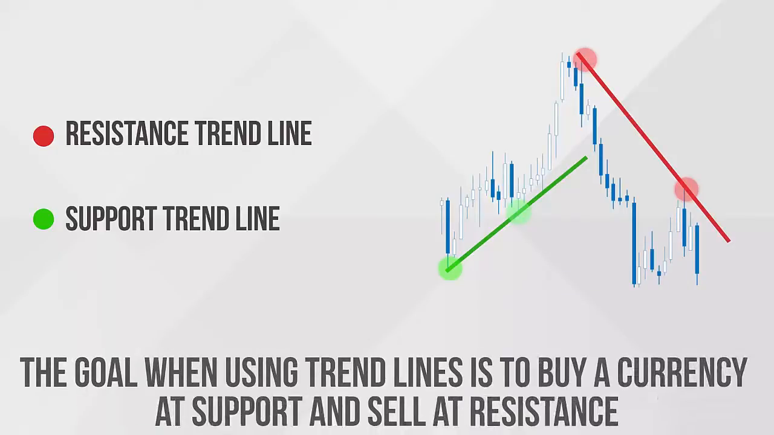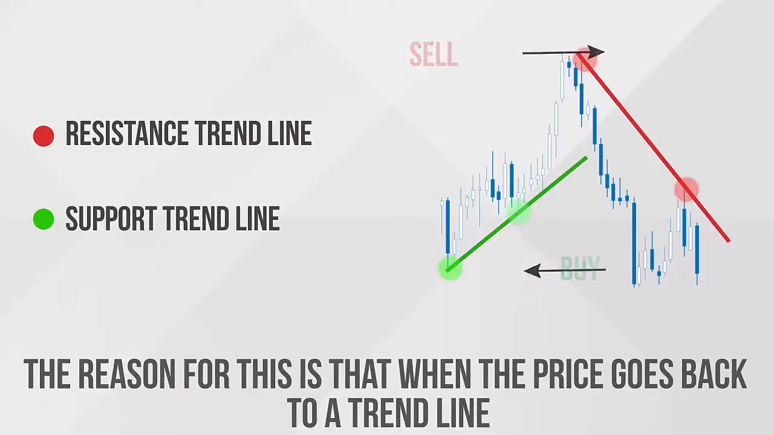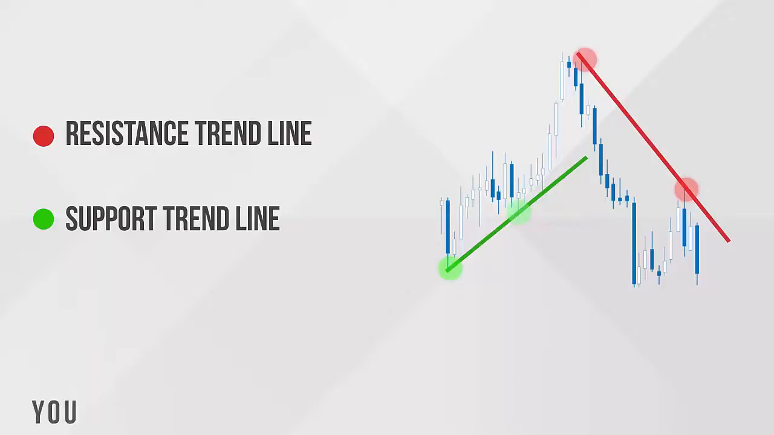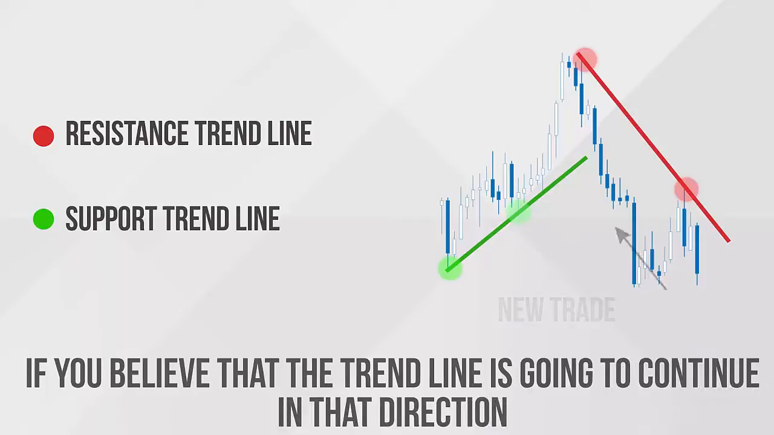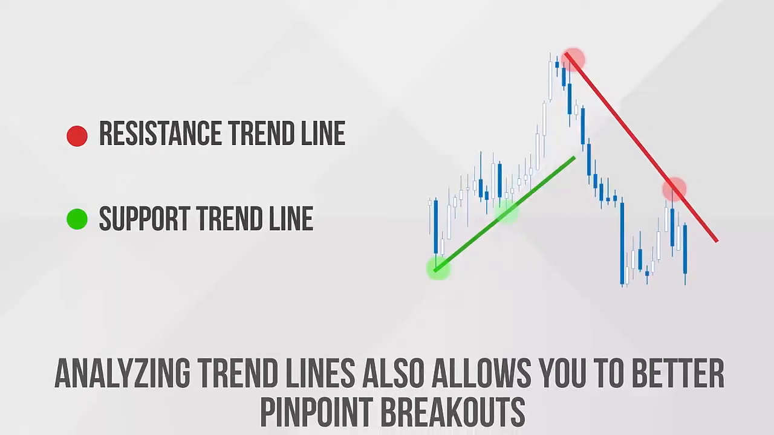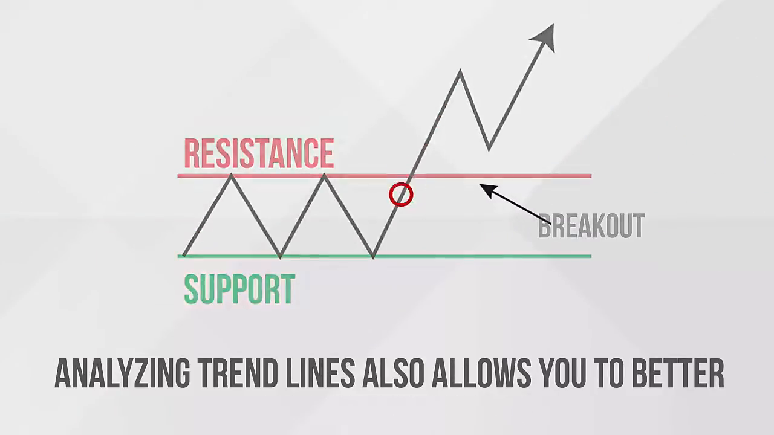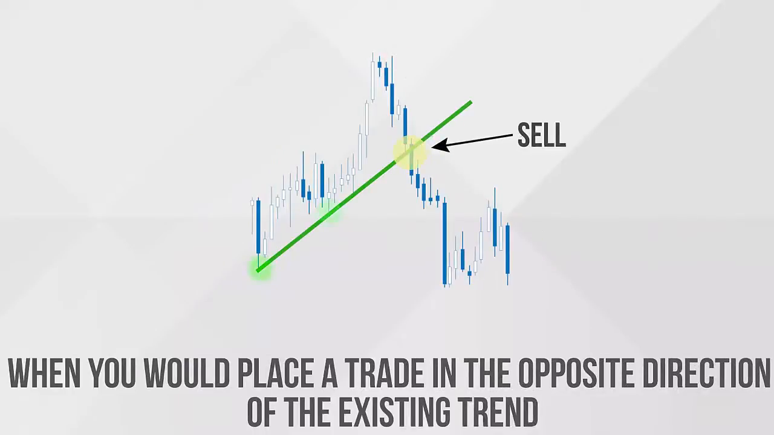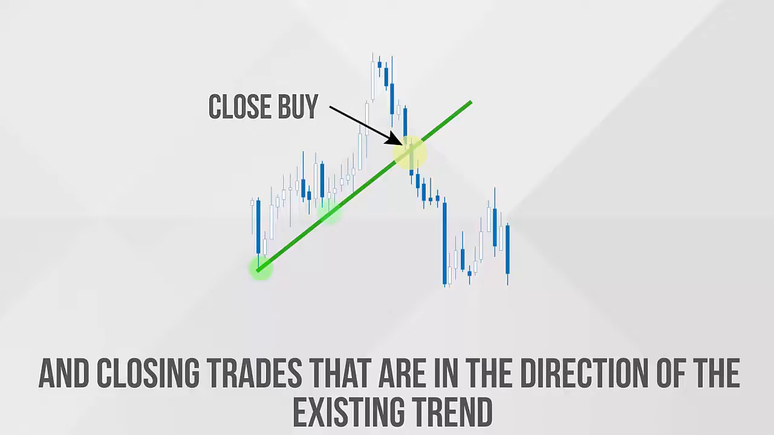The goal when using trend lines is to buy a currency at support and sell at resistance. The reason for this is that when the price goes back to a trend line, you might have a chance to open a new trade in that direction if you believe the trend line is going to continue in that direction. Analyzing trend lines also allows you to better pinpoint breakouts, when you should place a trade in the opposite direction of the existing trend and close trades that are in the direction of the existing trend.